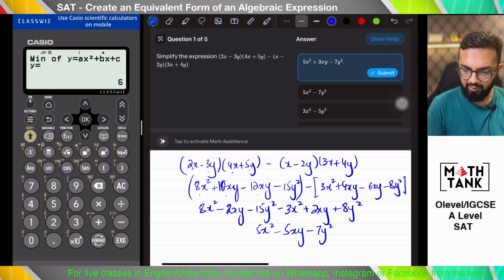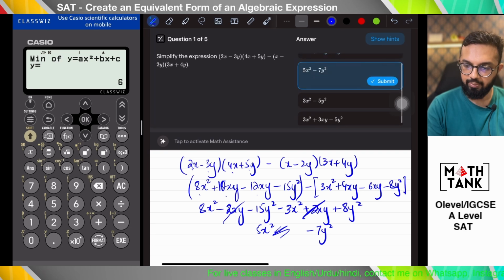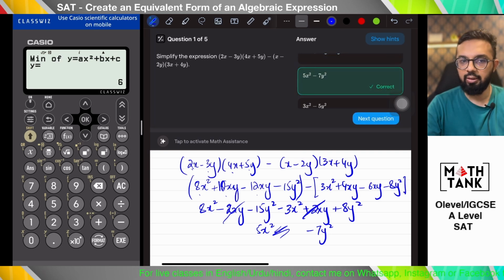Then this gives me 3x squared plus 4xy minus 6xy. So that's minus 2xy from there. Okay, so that's canceling out then. So 5x squared minus 7y squared. Okay, that should be the correct answer option.